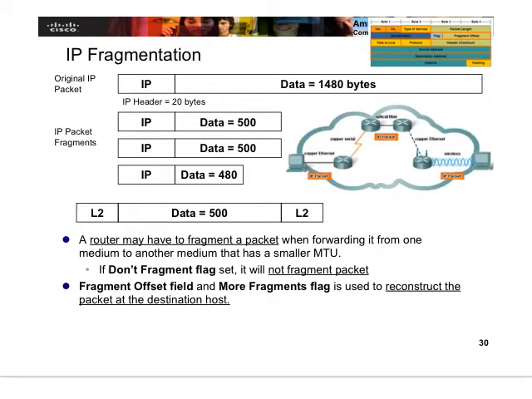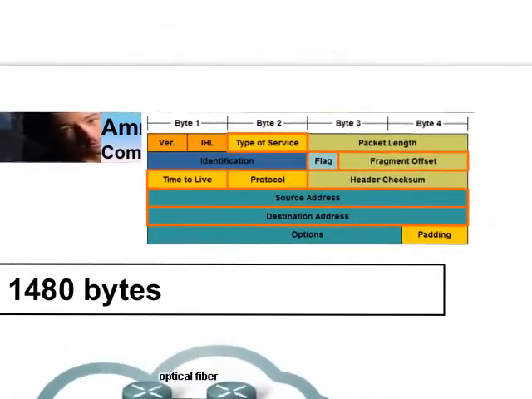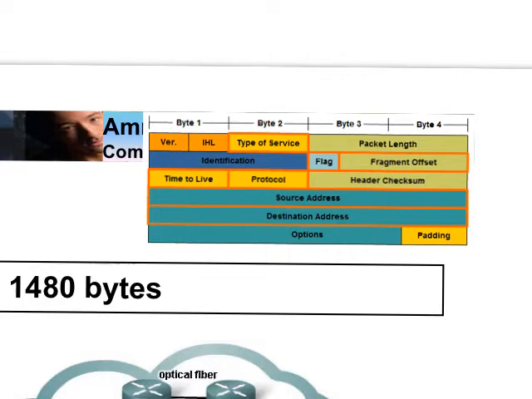So fragmentation here uses 3 fields in the header. We use the flag, we use the fragmentation offset, and we use the identification. Those 3 fields are used as part of the fragmentation. Identification is simple because it identifies the sequence of the fragment in general, the sequence of this fragment. It's like the sequence number in TCP.